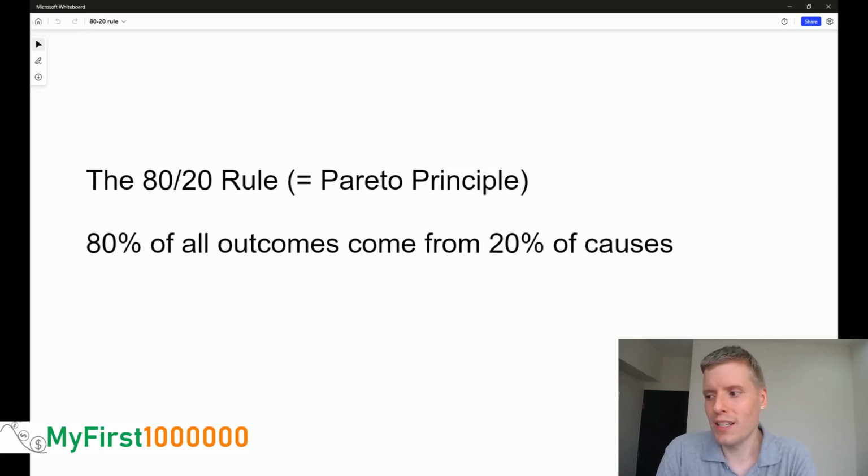The 80-20 rule is also called the Pareto Principle. So if you sometimes hear the terminology Pareto Principle, you will know that this is basically the same. And what does the 80-20 rule say? It basically says 80% of all outcomes come from 20% of causes. And this was Mr. Pareto, who found out that in many aspects of life, there's an 80-20 ratio behind it.